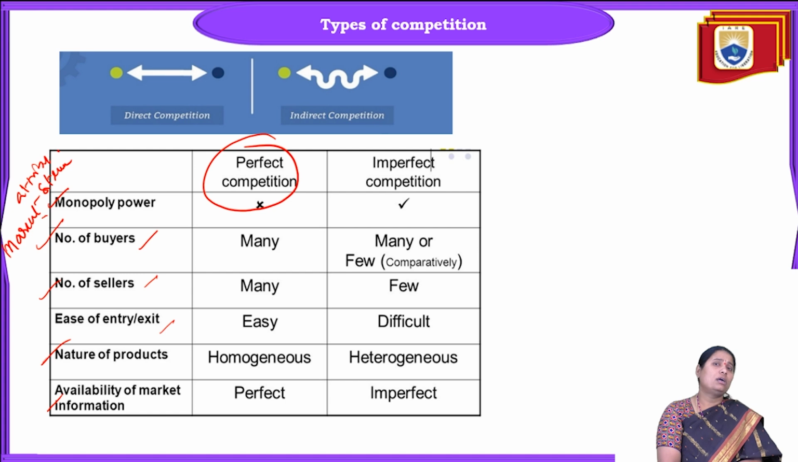No one is superior here, no one is inferior here. Everyone is selling the same kind of products, and everyone is easily getting that production. But if there are either many or few buyers, a lot of buyers or very few, and the same with sellers, it is vice versa. If there are more buyers and few sellers, or few buyers and more sellers.